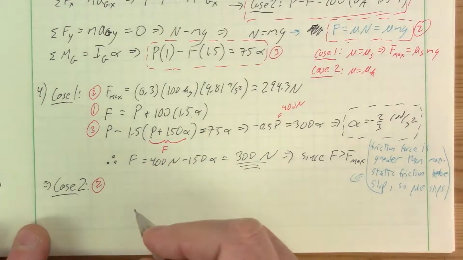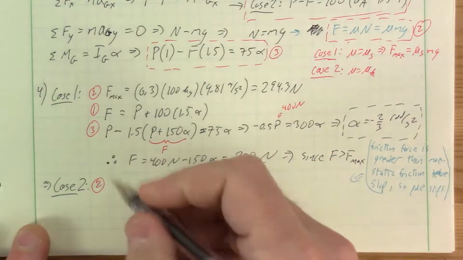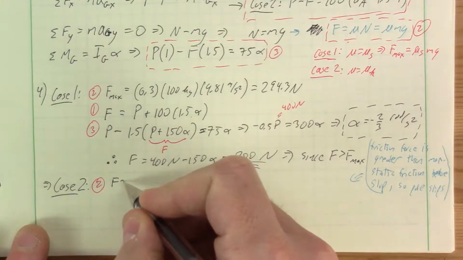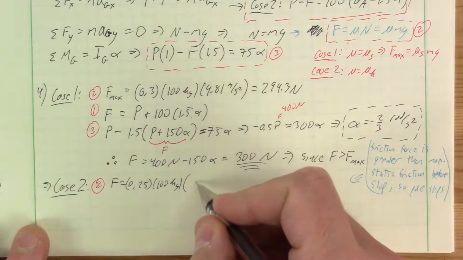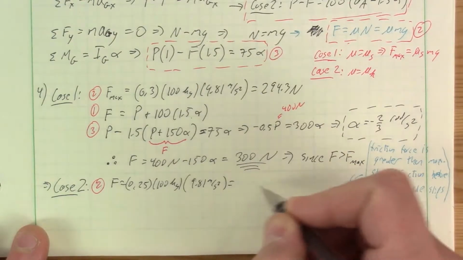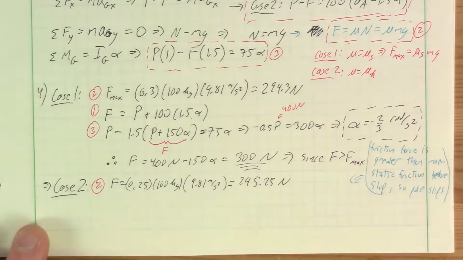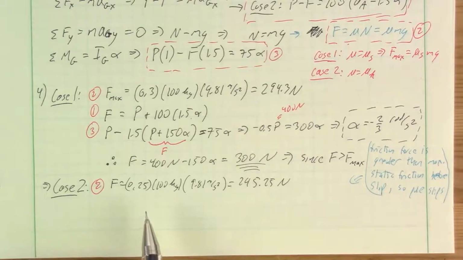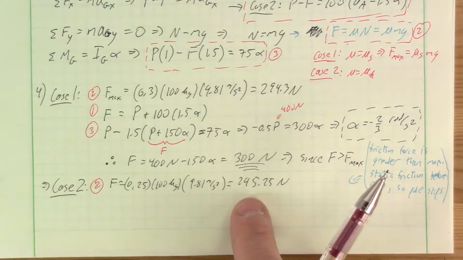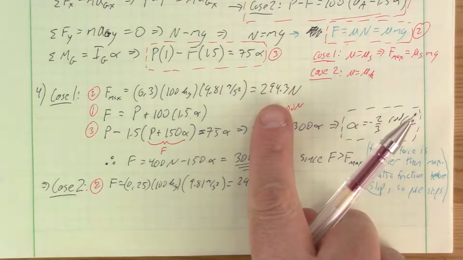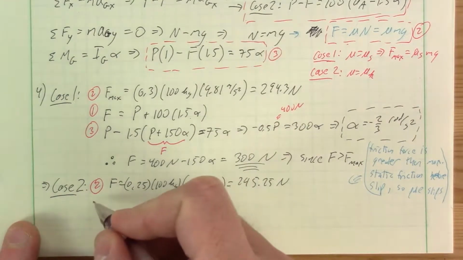Case 2, we'll start with the second equation, which says that our friction force is now 0.25 times 100 kilograms times 9.81 meters per second squared, which is 245.25 newtons, right? For kinetic friction, you have to pull enough to overcome static friction, and then the kinetic friction actually lowers down a little bit as the system starts moving. The actual friction force provided here is a little bit less than what it was for the max static friction, than what it was when we overcame it and the pole started to slip.